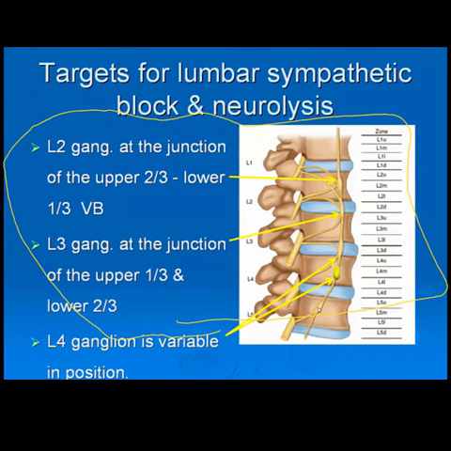The L2 ganglion is located at the junction between the upper 2/3 and the lower 1/3 of the vertebral body on the anterolateral aspect of the vertebral body, just anterior to the border of the psoas muscle. The L3 ganglion is located at the junction of the upper 1/3 and the lower 2/3. The L4 ganglion is variable in position.